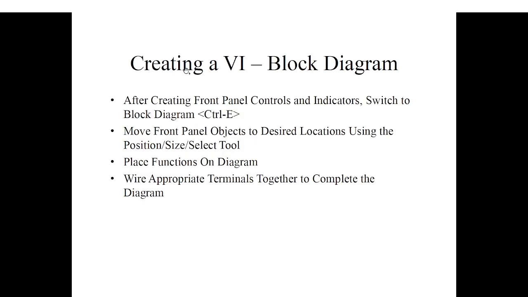These are the steps we need to follow. Creating the VI block diagram: after creating the front panel controls and indicators, switch to the block diagram. Control E is the shortcut. Move front panel objects to the desired location using the positioning, resizing and selecting tool. Place functions on the diagram. Wire the appropriate terminals together to complete the diagram. These are the steps I told you in the previous slide.